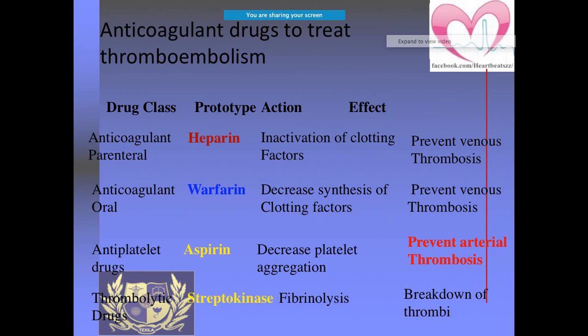Similarly, what about aspirin? Aspirin is mainly used for arterial thrombosis, isn't it? And it tends to inhibit platelet aggregation. So the mechanism of action is quite a lot different. What about the streptokinase, which is used for thrombolysis? Rather than thrombolysis, actually it should be called fibrinolysis. Because why?